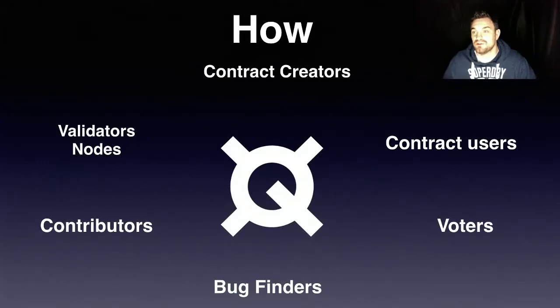Then you'll have contract users who will have access to the reports, and then you've got voters, so there'll be a governance system in place as well. This will reduce the chances of upgrade forks and all these types of things, sort of stuff we're seeing with Bitcoin at the moment. So again, some real good pieces in place. So hopefully you get an idea.